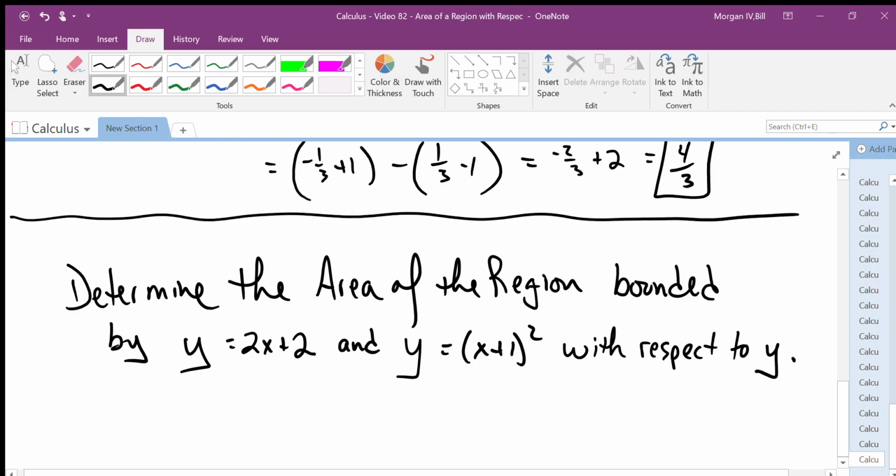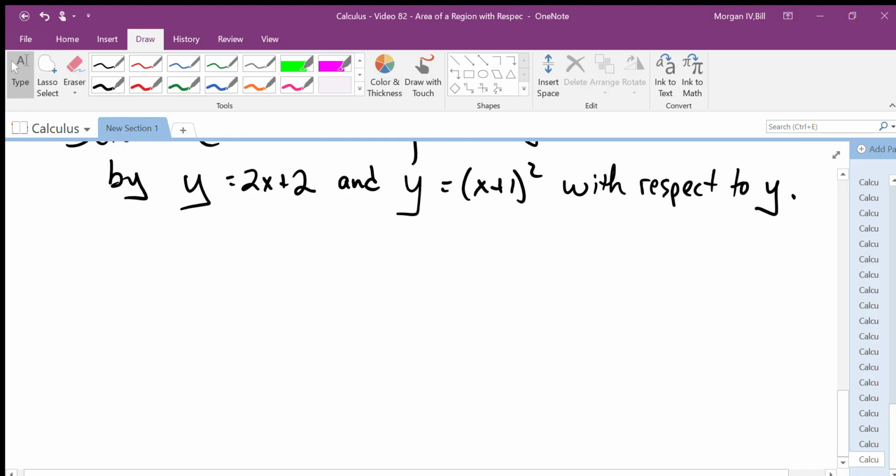If we're going to integrate this with respect to y, it means that my equations must be in terms of y. Right? So that way I can have y bounds, equations in terms of y, and dy. In order to get my equations in terms of y, I need to solve for x in each of these equations and have, instead of y equals 2x plus 2, I need to have x equals something in terms of y. Same thing for the other equation as well.